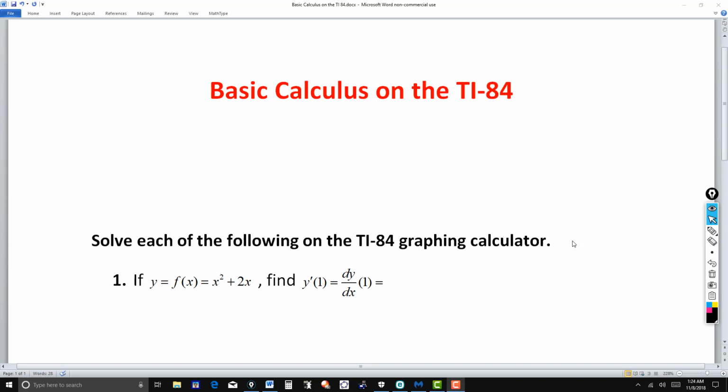So let's look at the first one that I have here. And I'm assuming that if you're viewing this video, you've already had some topics in basic calculus. But here we go. Solve each of the following in the TI-84 graphing calculator. So you're given a function: y equal f of x equal to x squared plus 2x. Now you can have a more complicated problem involving logarithms or trigonometric functions, or more complicated ones that involve some more difficult formulas. But I'm going to compute this first without the calculator.